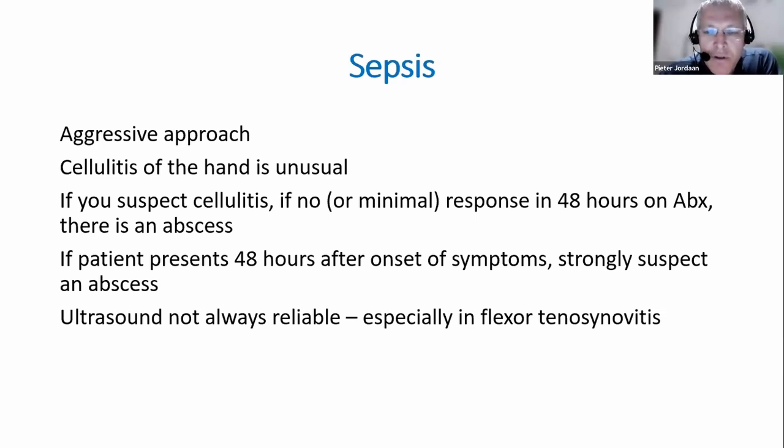The photo I showed you is a patient who had what started as a paronychia. She's a diabetic. She got put on one course of antibiotics, then a second course, and then a third course of antibiotics, and she ended up losing a finger. And remember, ultrasound is not reliable in the hand to look for abscesses. Especially with a flexor tendon synovitis, it's a clinical diagnosis.